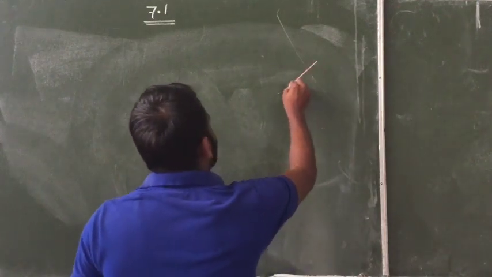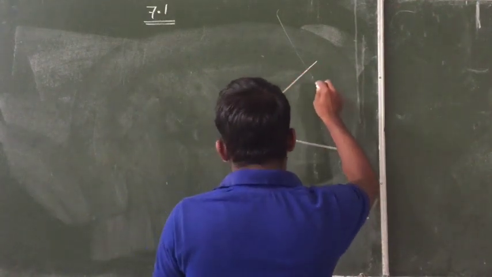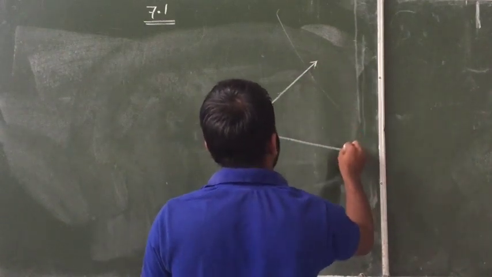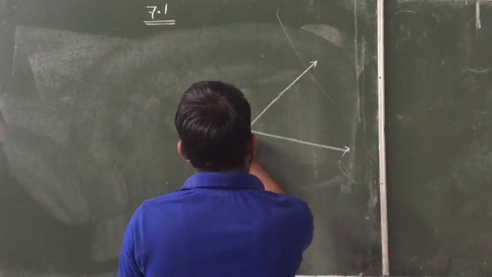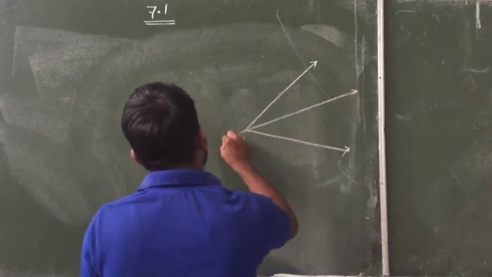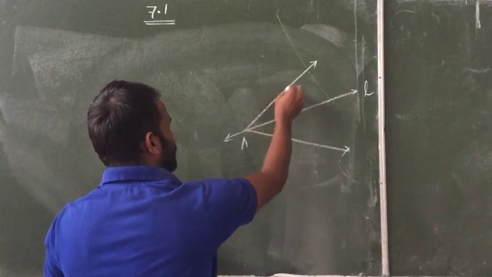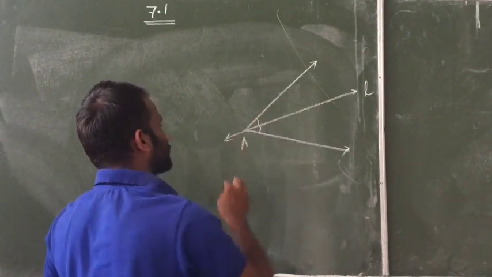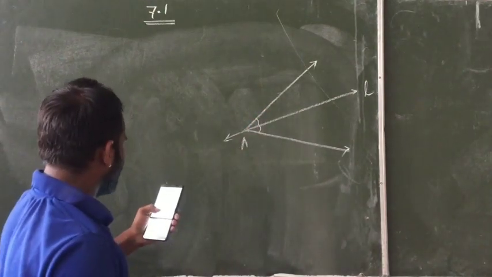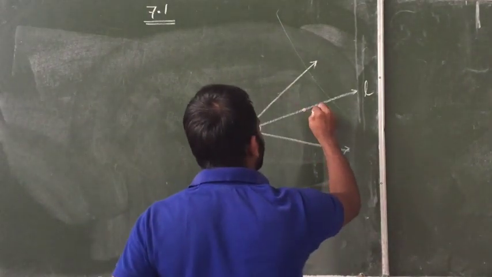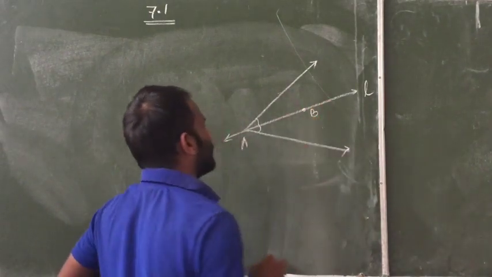This one is an angle. It is an angle A and L is a bisector. This is one line segment. This is line L. This line bisects the angle A. That means these two angles are equal. And B is any point on L. B is any point here on the line L.